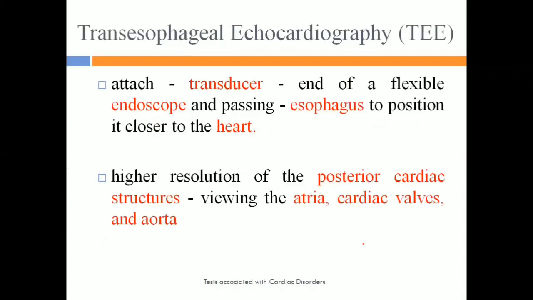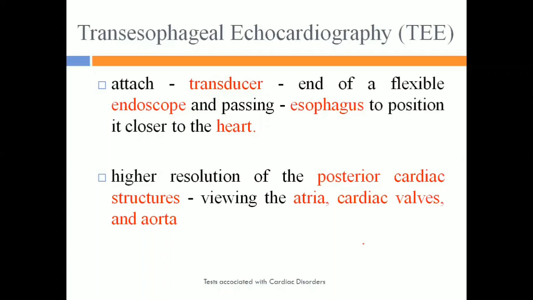Next one is transesophageal echocardiogram. So in transesophageal echocardiogram, what happens? A transducer will be attached to the endoscope, right? The endoscope, the pipe-like thing, will be passed through your esophagus just near the heart, with which we can find the posterior heart structure, viewing the arteries, cardiac valves, and aorta, right?